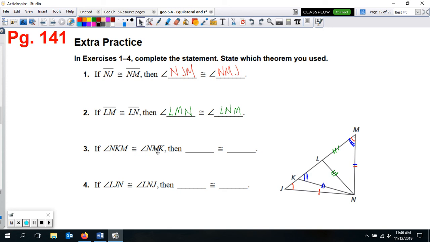And then we have NMK, where N's in the middle. So we keep using this angle over here. So NM and K. If those two angles, we're looking at this triangle now here. If those ones are congruent, what sides can be congruent? That's why I marked these off here with the 2.